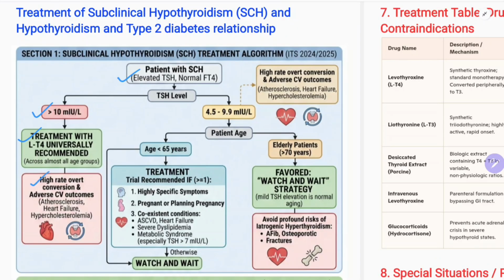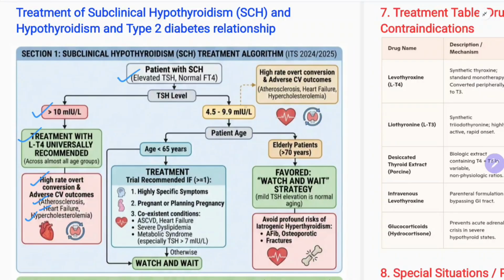Why? Because there is a high rate of overt conversion and adverse CV outcomes if you delay the therapy. That means the patient will definitely develop hypothyroidism in the coming days, and the patient will have adverse CV outcomes if he has subclinical hypothyroidism where the TSH level is more than 10. So what are the adverse CV outcomes? The patient will have progressive atherosclerosis or heart failure or hypercholesterolemia. So these are all bad things which are going to happen to the heart. That's why with TSH more than 10 you should start.